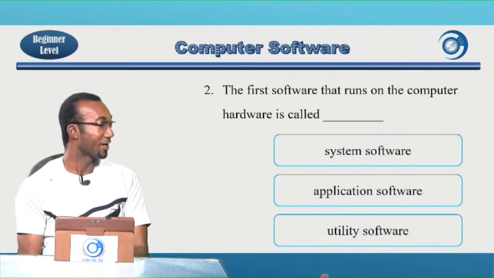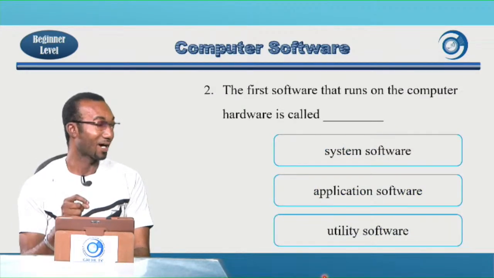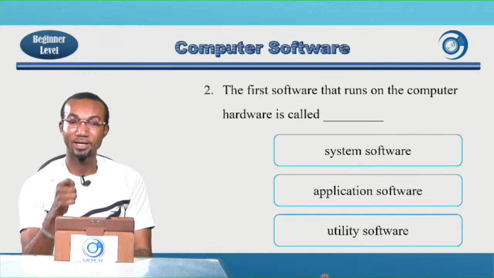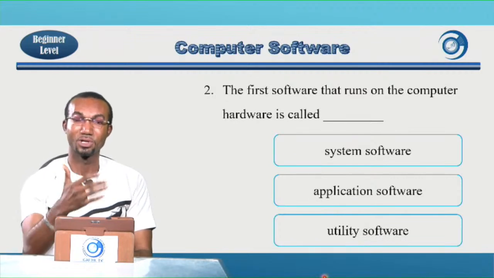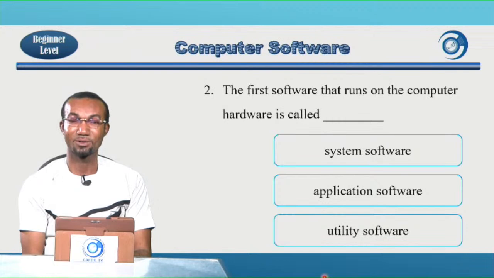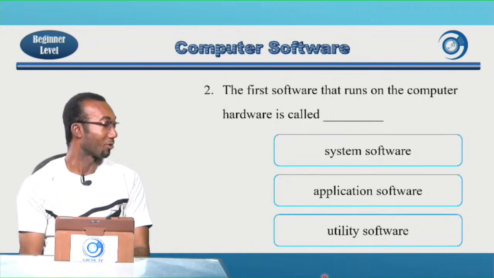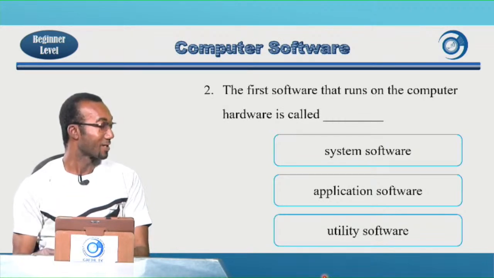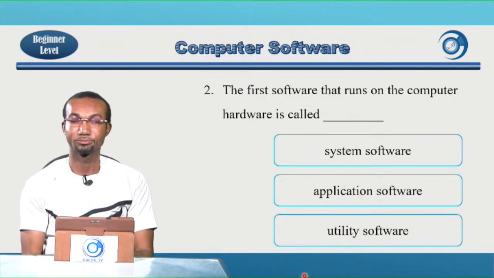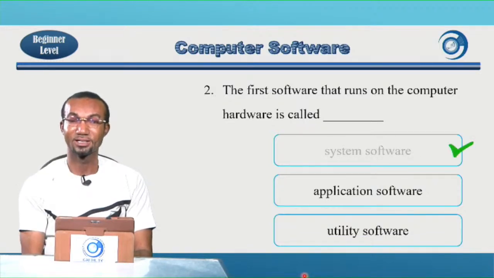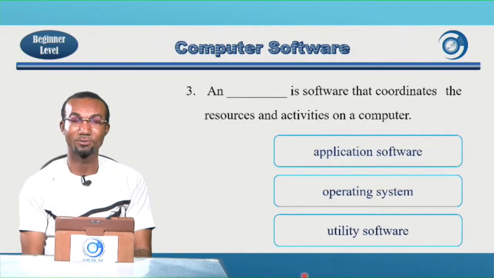2. The first software that run on the computer hardware is called. When you buy a laptop or a smartphone, a certain software is already installed that allows you to interact with that personal computer. That software is called what? We have system software, we have application software, we have utility. Yes, the answer is system software. So system software is the first software that runs on computer hardware.